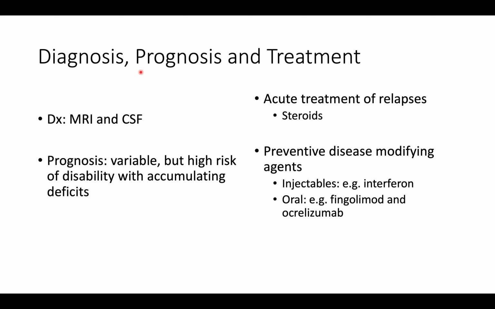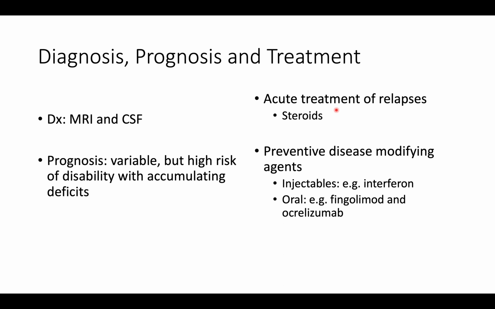So what are the diagnosis, prognosis, and treatment of multiple sclerosis? We diagnose it by MRI and CSF. In MRI we see white matter lesions or white matter plaques, and CSF is not very specific, but we could see the autoantibodies are high, because it is an autoimmune disease, right?